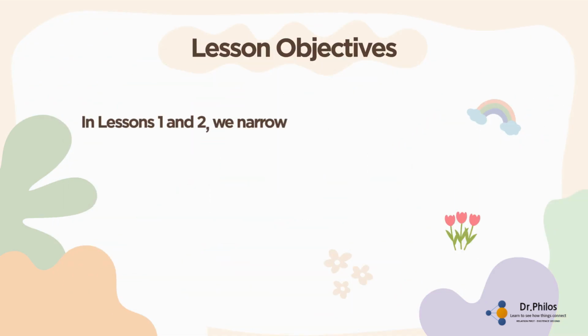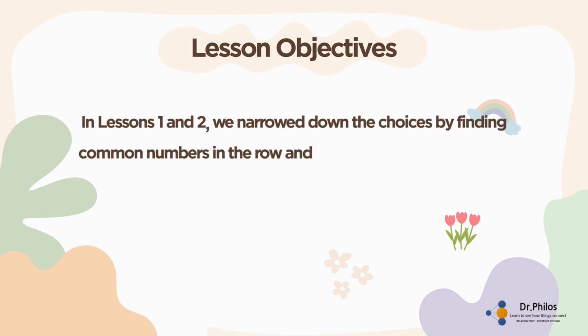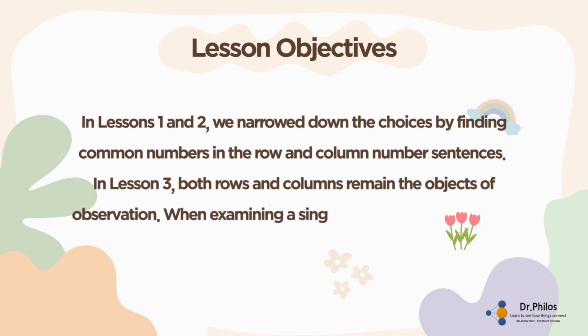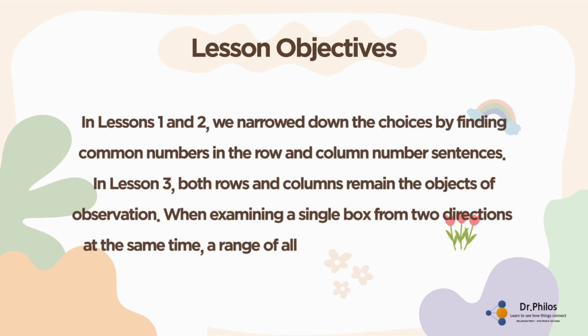In Lessons 1 and 2, we narrowed down the choices by finding common numbers in the row and column number sentences. In Lesson 3, both rows and columns remain the objects of observation. When examining a single box from two directions at the same time, a range of allowable numbers emerges for each direction.